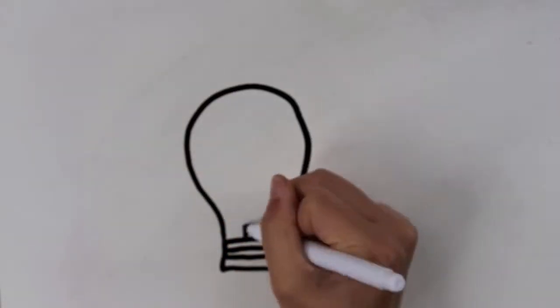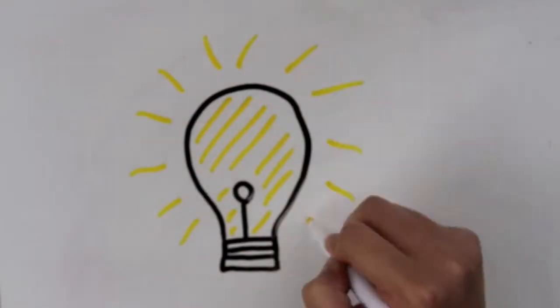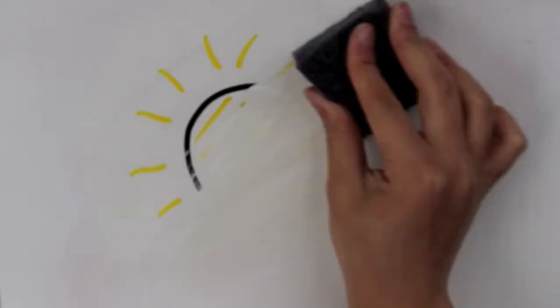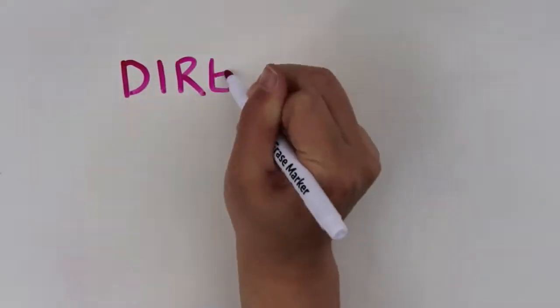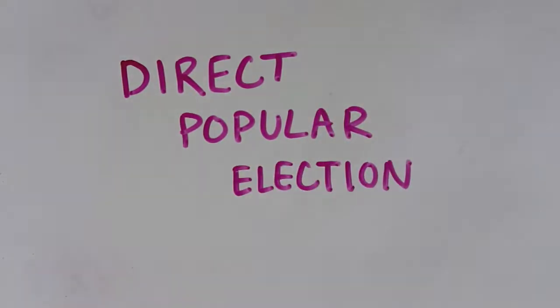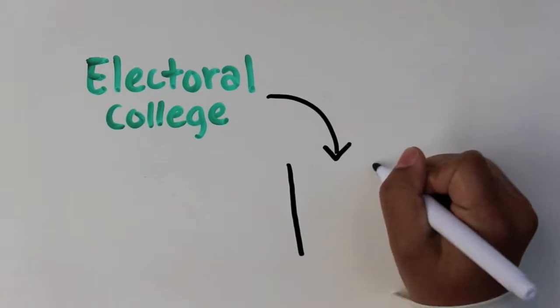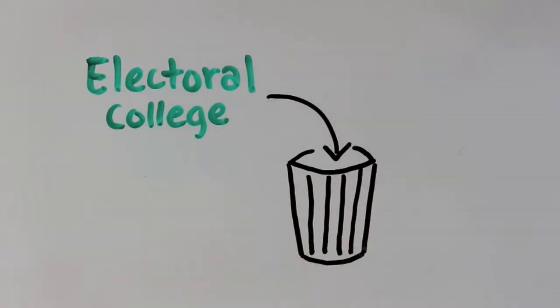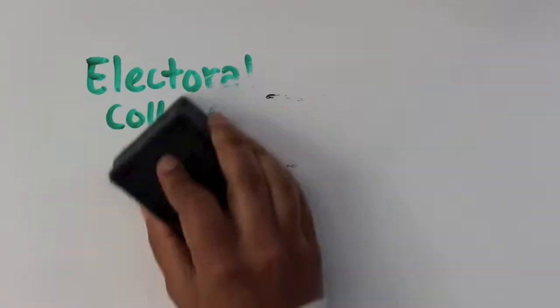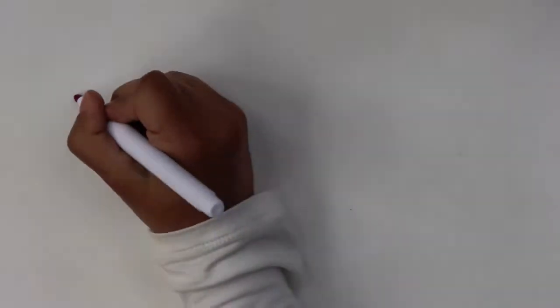This brings us to our next point. What could be a possible solution to this problem? One solution would be to have a direct, popular election. This means that the Electoral College would disappear and a national popular vote would be the deciding factor in electing the next president. How would this be a better system than the Electoral College? Here are 3 reasons why.